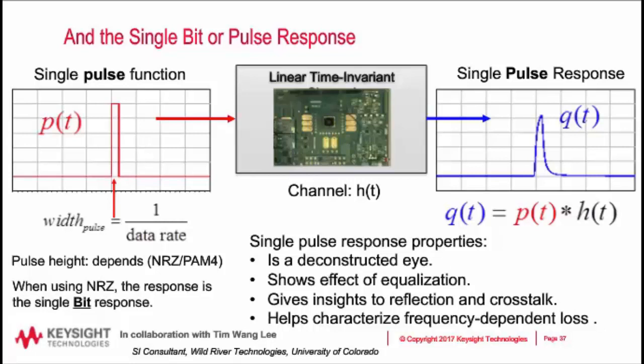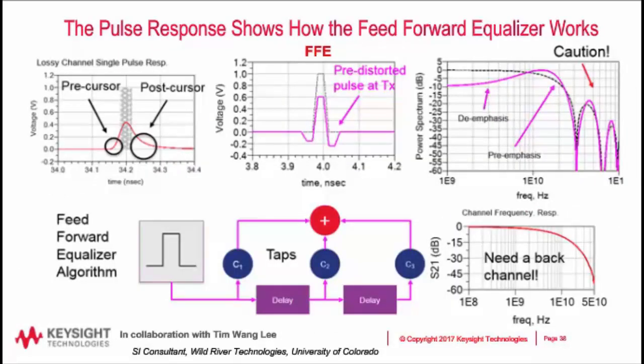One of the benefits is that we can use this to look at how an equalizer works. The pulse response here is showing us how the feed-forward equalizer is working. And you can see here in the upper left, we have a description of how the feed-forward equalizer works. There's a precursor that can help improve or sharpen up the rising edge of our single bit. And then there's a post-cursor section that we can use to improve the falling edge. And then, of course, there's a main cursor tap to control the amplitude.